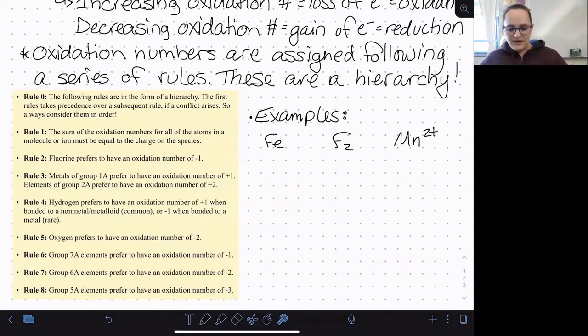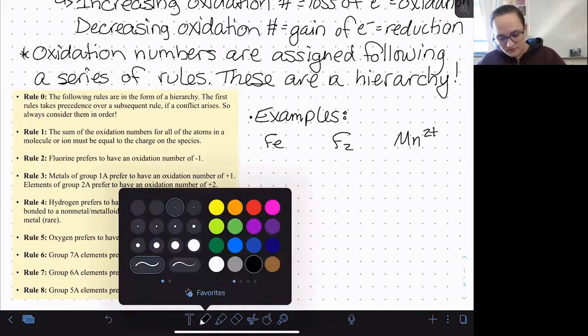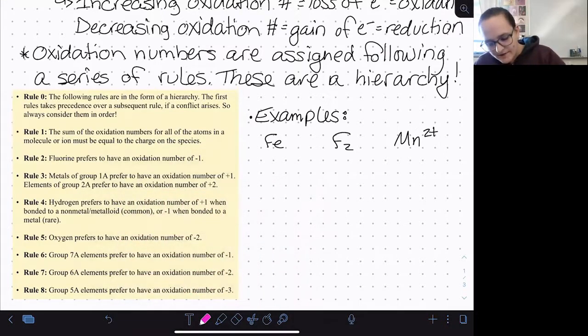All we actually need to answer these is rule 1. Since we only have a single element, the only thing we really need to worry about is that the sum of our oxidation numbers for all of our atoms is equal to the charge. So in a case like Fe, there's only one atom and its charge is 0. So our only option is for that oxidation number to be 0 as well. Pink is going to be my oxidation number color going forward in my examples here.